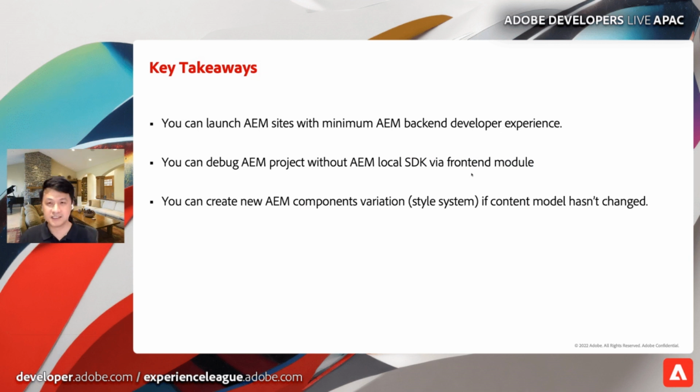So this is the last slide of my presentation. And I would like to have the three key takeaways from that. So you can launch your website with minimal backend development experience now. You leveraging all the out-of-box components. You can debug your AEM project without AEM local SDK via the front-end module. And then lastly, you can consider start creating a new component variation using the style system if the content model hasn't changed.